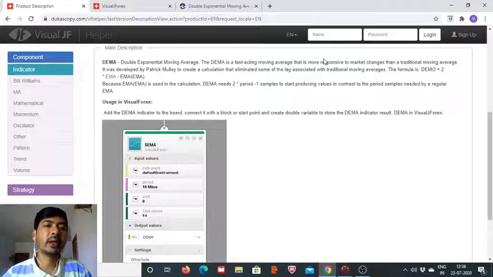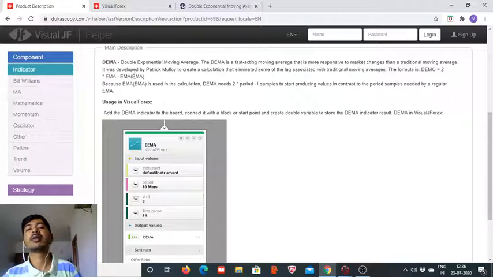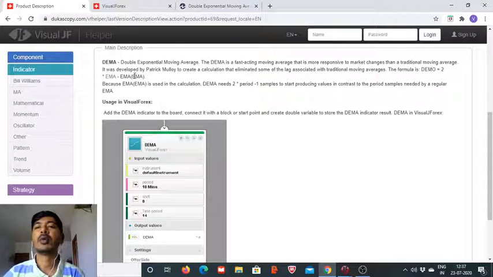If you want to calculate it, all you have to do is use this formula: 2 times the exponential moving average, and then you have to subtract the EMA of the EMA. So you have to take the EMA of the EMA, and that will be smoother compared to the single EMA, and that's why it is considered a smoother version of the normal moving average. And this calculation you have to carry out to arrive at the value of the DEMA, double exponential moving average.